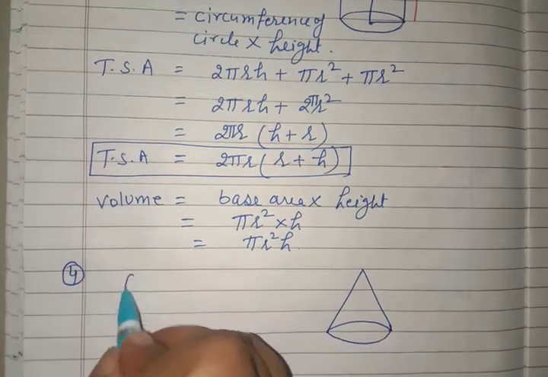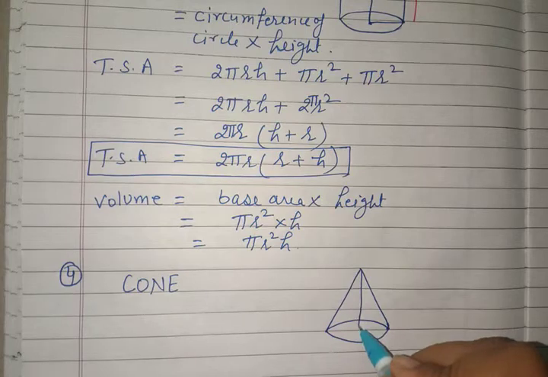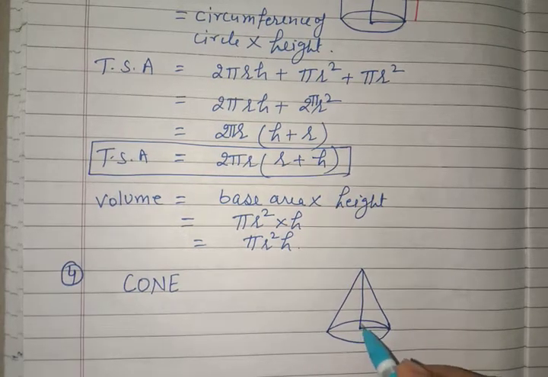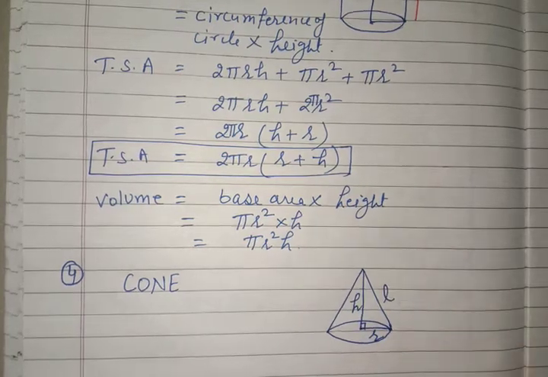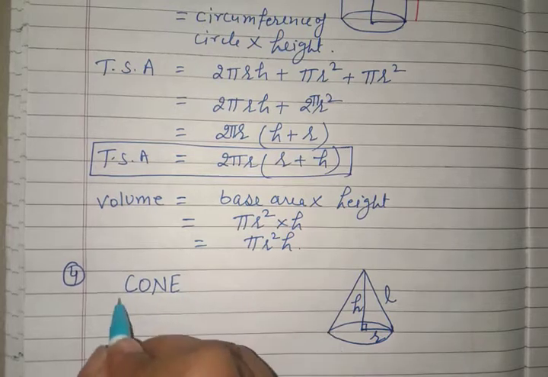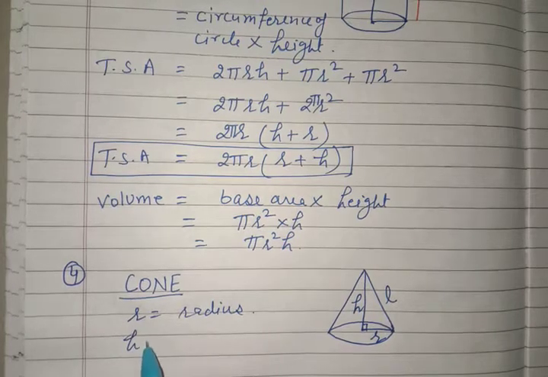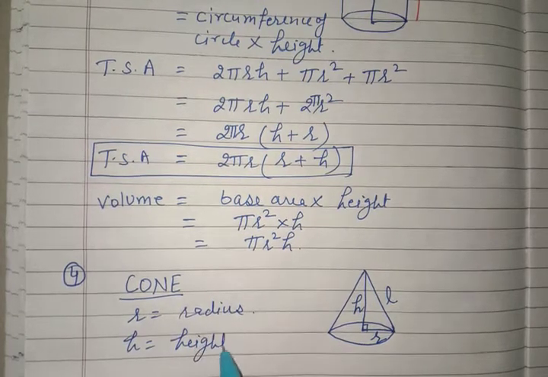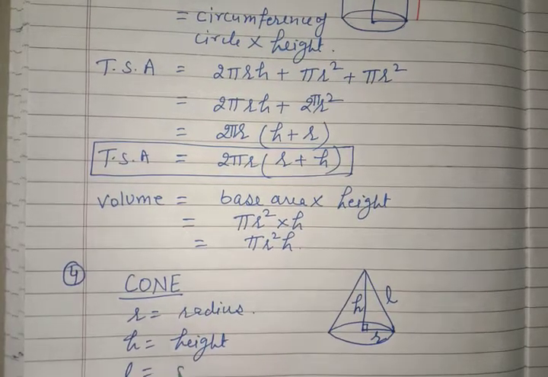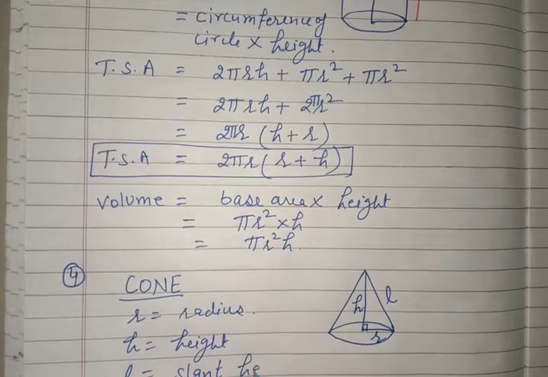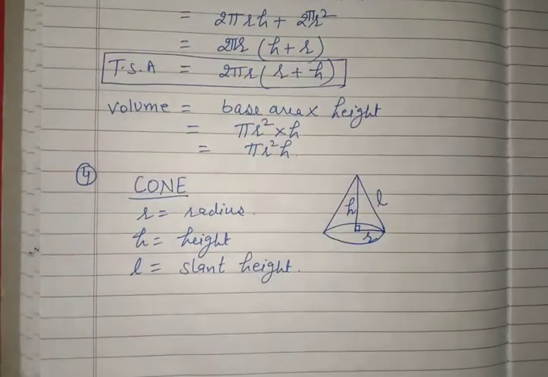Cone. Fourth figure that we'll study is cone. In the cone, this is height, this is radius, this angle is 90 degrees, this is r, this height is h, and this is l. So first of all, I am going to tell you the meaning of all these words. R here is the radius, h here is the height. Height means always the perpendicular height we consider, altitude we consider. L is the slant height. The best examples of a cone are the Joker's cap and ice cream cone.